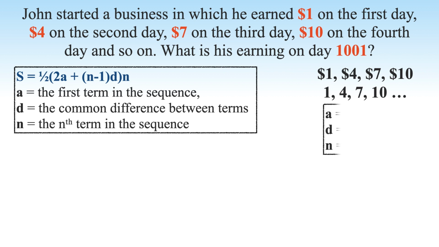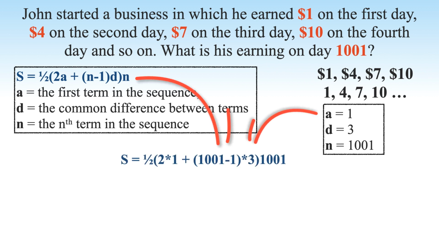In this sequence, a equals 1, which is the first term in the sequence, d equals 3, which is the common difference between terms, and n equals 1001. So now solve for a equals 1, d equals 3, n equals 1001. Substitute the values of a, d, and n in the formula n into (2a plus (n minus 1) into d) divided by 2. After substituting, the equation becomes S equals (2 plus 3 into 1000) into 1001 divided by 2.